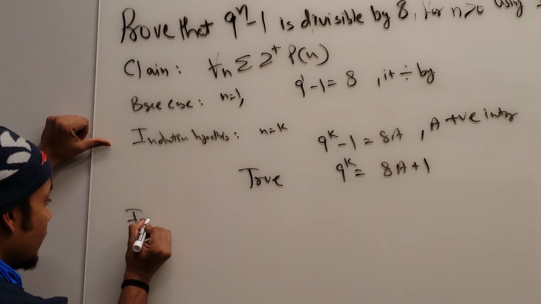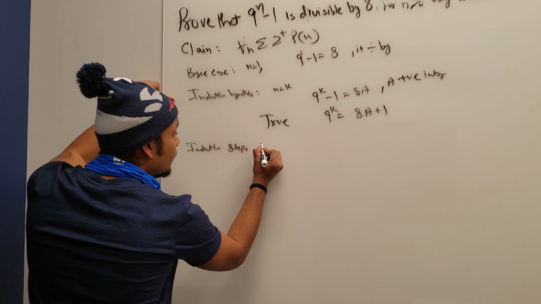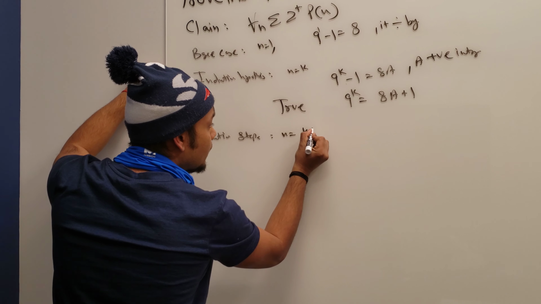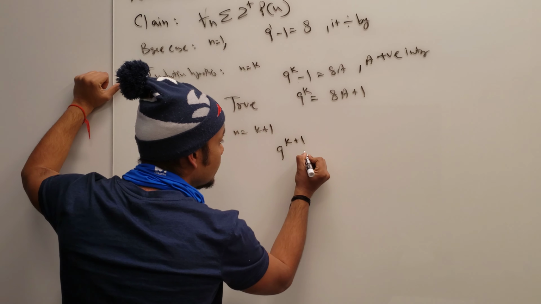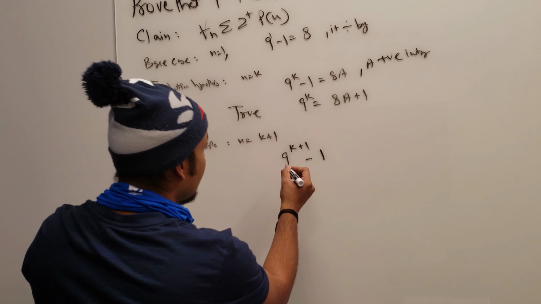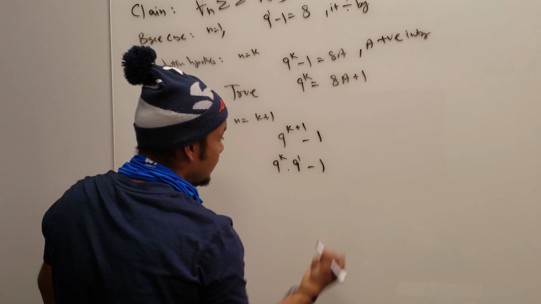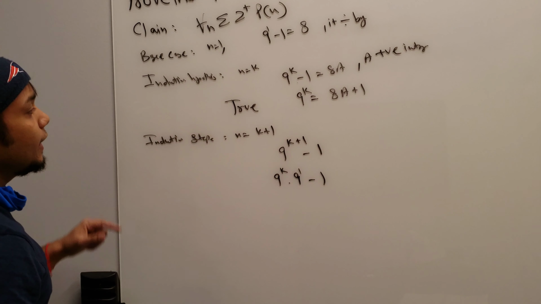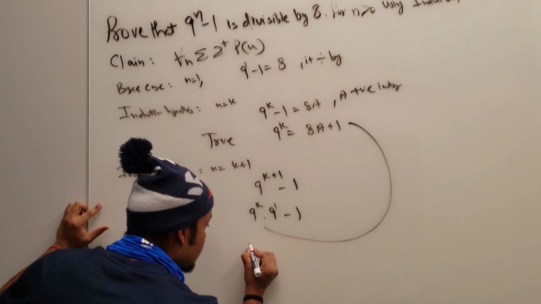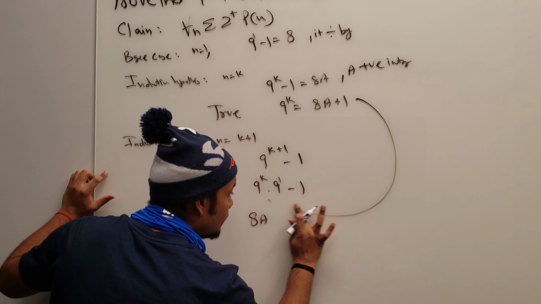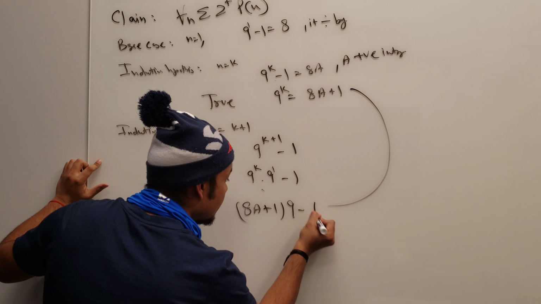Now we jump into our inductive step, where we replace n with k plus 1. If you put that in our equation, we have 9^(k+1) - 1. And if you break it down, the 9^(k+1) with basic algebra, we can write it like this. Now, if we recall our inductive hypothesis, we can replace 9^k with 8a plus 1. So let's do that, and we have (8a + 1) times 9, minus 1.